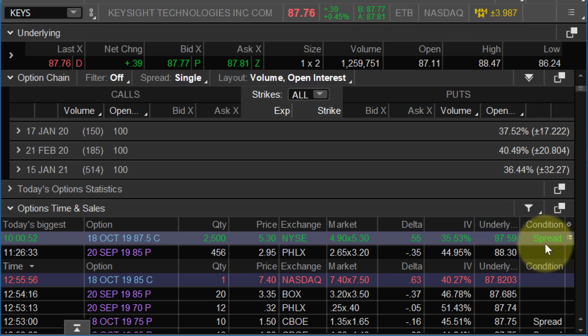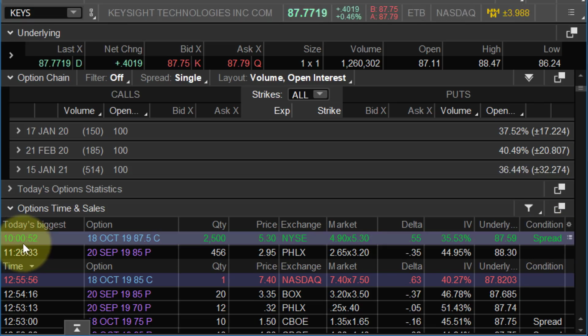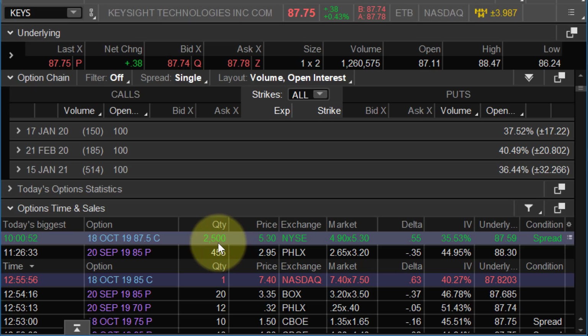They say it's a spread, but this is just Thinkorswim. I'm not always going to trust this. What we really need to do is look at the timestamp. The timestamp was 10 o'clock Central Time. At 10 o'clock Central Time, a trade of 2,500 came through.